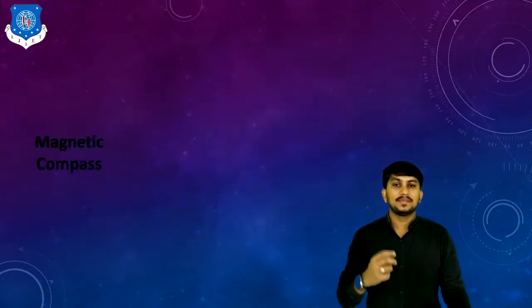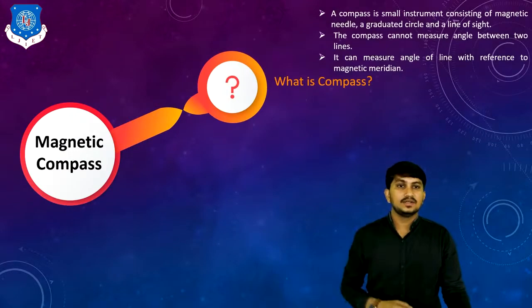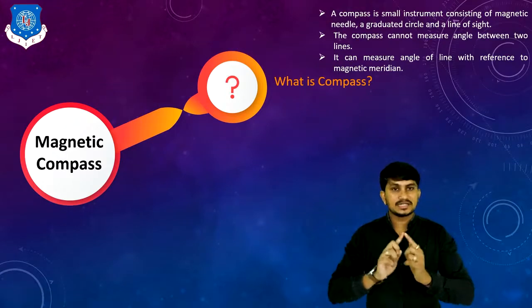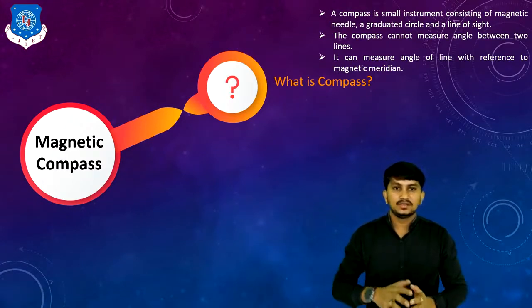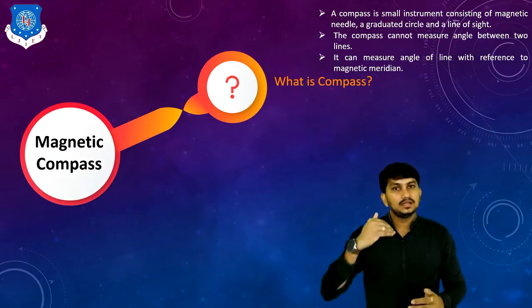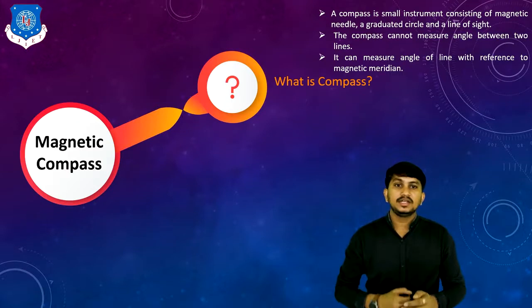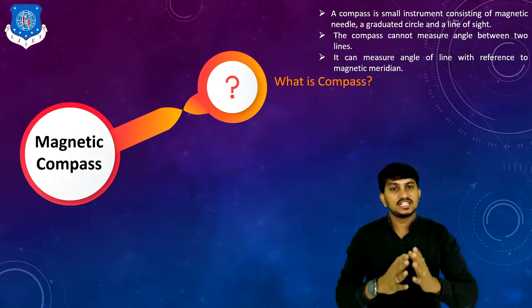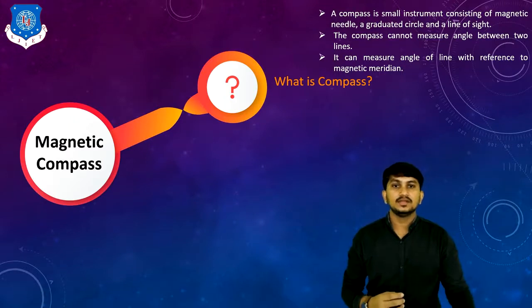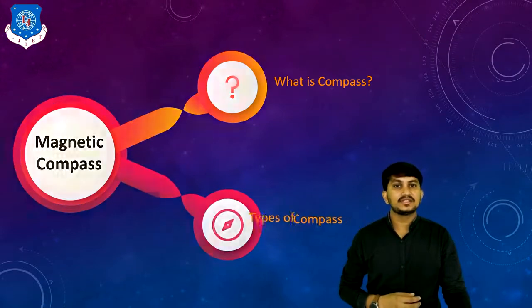So what is a magnetic compass? It is a small instrument consisting of a magnetic needle, a graduated circle or graduated disc and a line of sight. The compass cannot measure the angle directly like the theodolite, total station and box sextant do. But it can measure the angle of a line with respect to some reference line which is called the meridian line. There are various types of compass. Let's see the various types of compass.